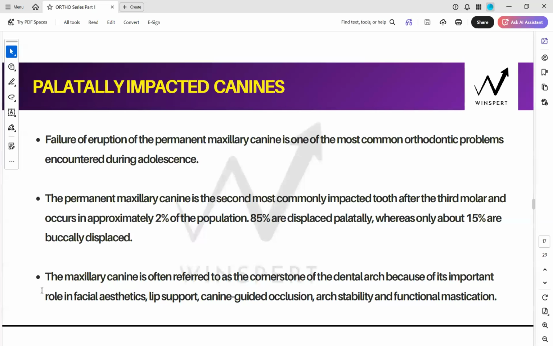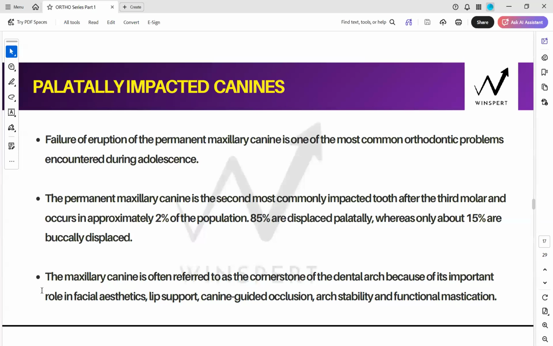It occurs in approximately 2 to 3% of the population. It's a range. If you're very fixated with the numbers, let me give you the range: 80 to 85% are palatally impacted, whereas 15 to 20% are buccally displaced. Are these numbers also clear? These are exact examination questions, always asked. The numbers for palatally impacted canines must be known.